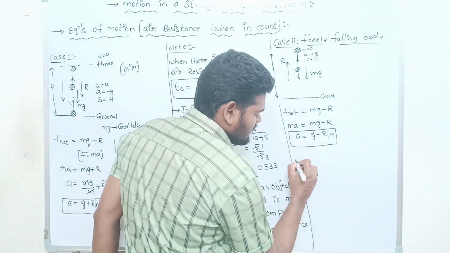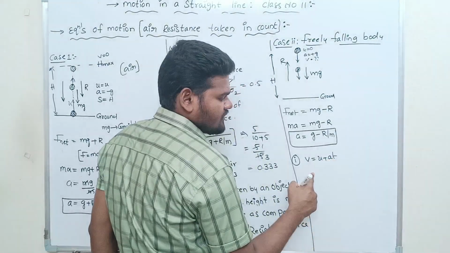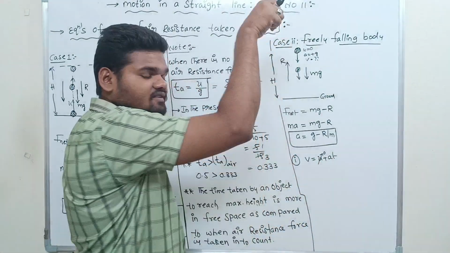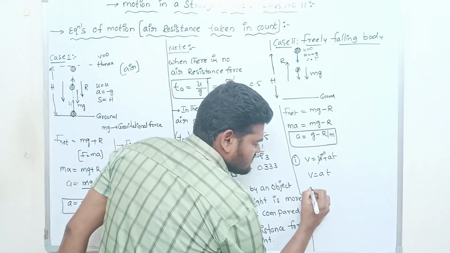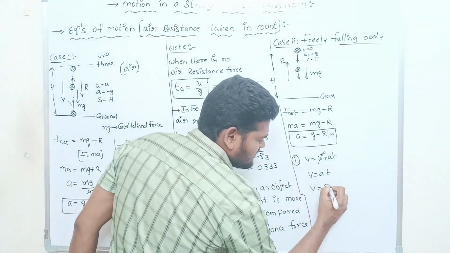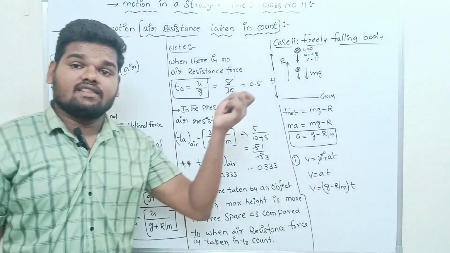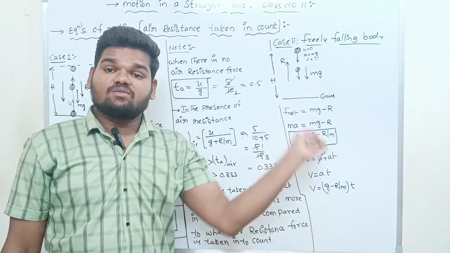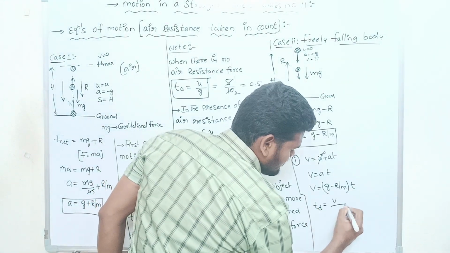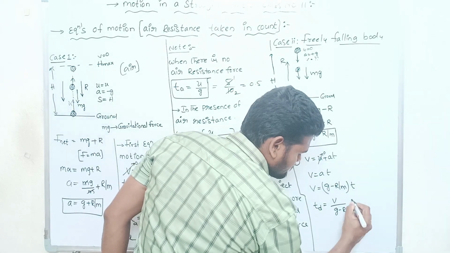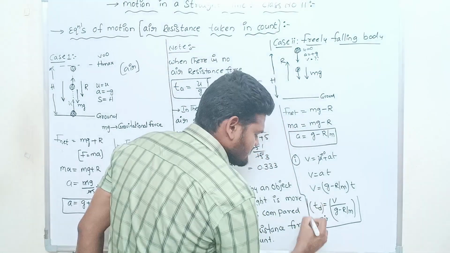Okay. Right. So I'm taking the first equation of motion. What is that? v is equal to u plus at. What is the initial velocity of the object in case of a freely falling body? 0. And the final velocity v is equal to at. Right. So the final velocity v is equal to, what is the value of a? g minus r by m into t. We know that the time taken by the object to reach the ground from a certain height is called what? Time of descent. Then the time of descent is equal to, we got, v by g minus r by m. The time of descent in case air resistance force is present.